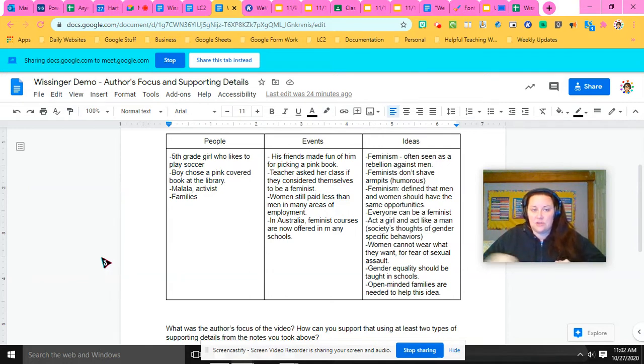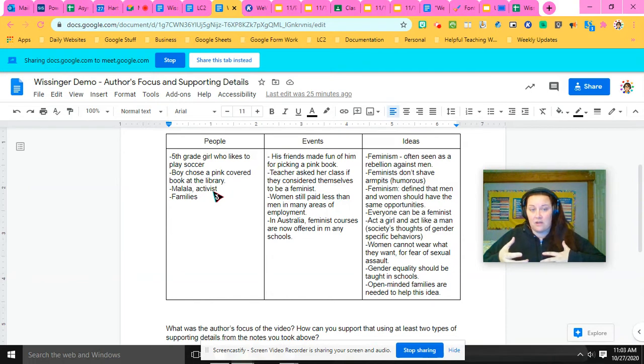So, the speaker started off with people, right? She started off with a story about the fifth grade girl who likes to play soccer and then led into the boy who chose a pink covered book. That's important, because people can relate to other people. Sometimes when we jump right into events or ideas, the reader's taken aback as if they might not be able to relate. But if we talk about people in a general sense, then people can see themselves.